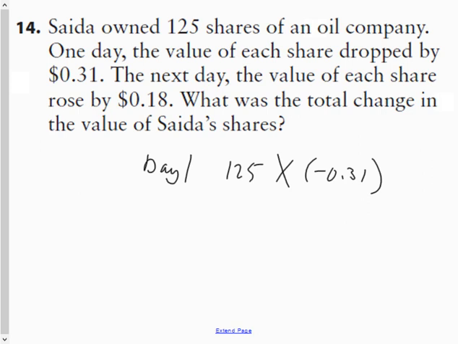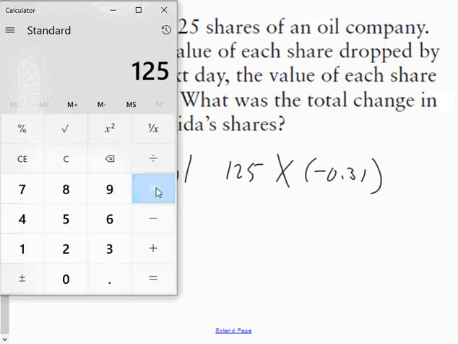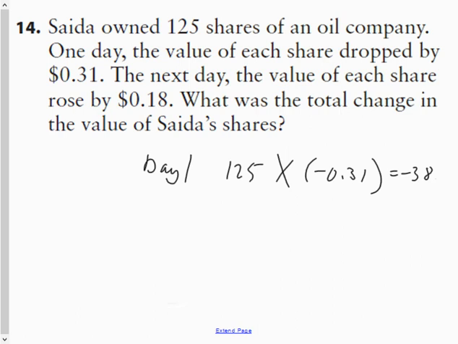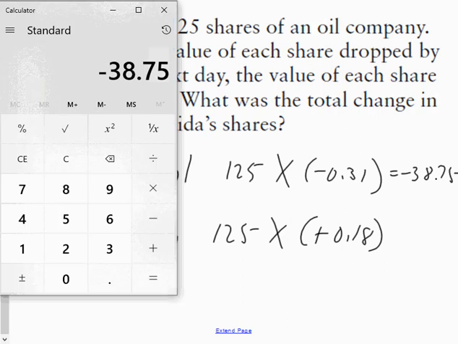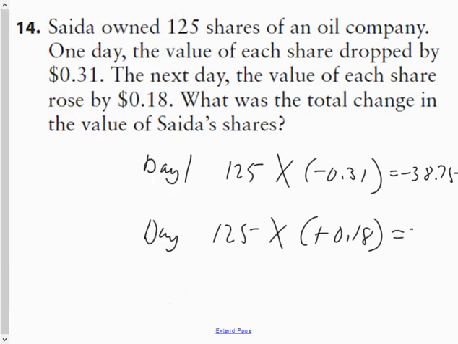That means on that first day, the value of that stock went down $38.75. Okay, that's on day one. On day two, those same 125 shares rose 18 cents in value. So if I think of it in terms of that, all 125 shares times 18 cents in value for each of them, that means it rose $22.50 on day two.